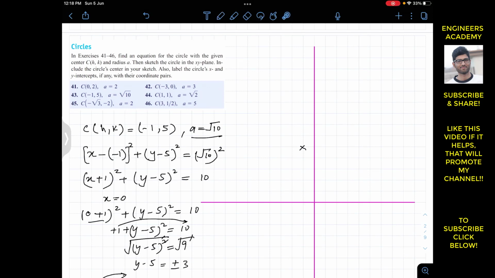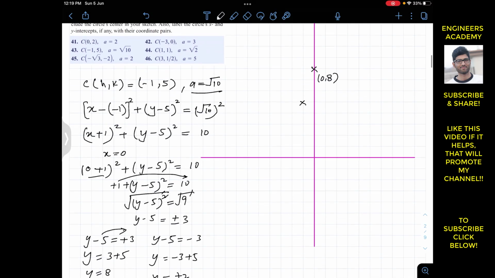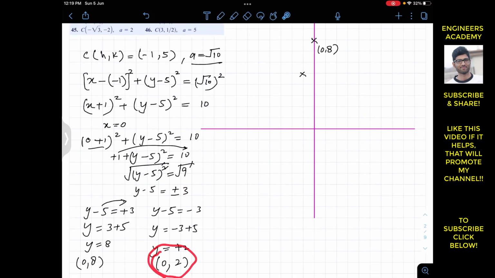So now 0 and 8. So this is 0 and 1, 2, 3, 4, 5, 6, 7, 8. So somewhere is the y-intercept. This is 0 and 8, and the second y-intercept is at 0 and 2. So somewhere here is that point. So this is 0, 2.